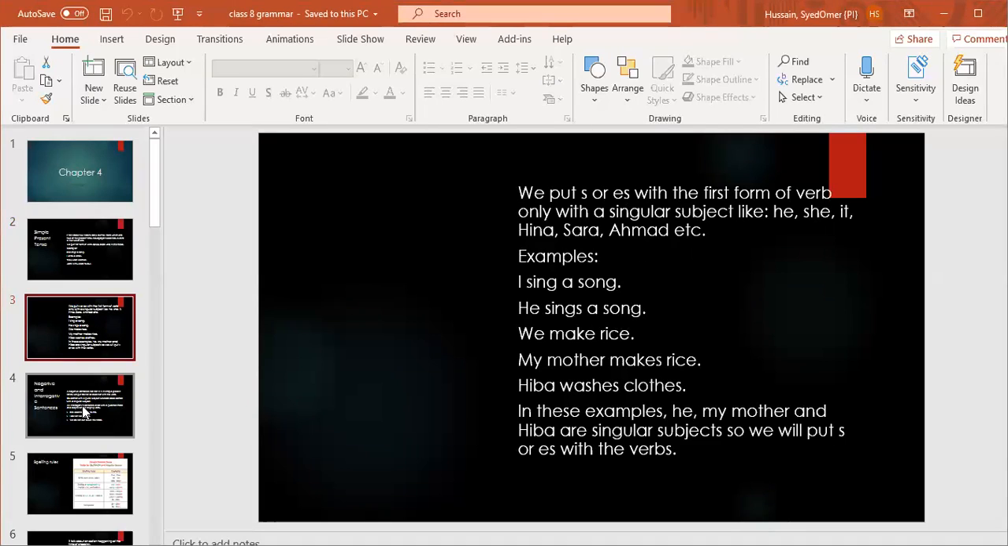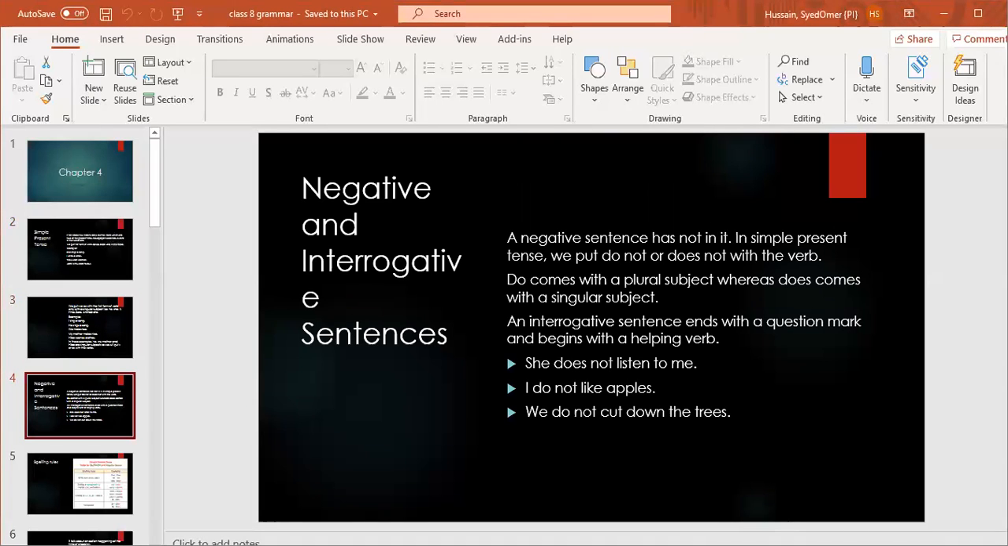One second, Fatma. Yes, Fatma? Teacher, can we put S with children? No. Children is plural. We are not talking about apostrophe S, okay? We are talking about verb. So children is plural. Children do their work. The child does his work. Do you understand, Fatma? Yes. Okay.